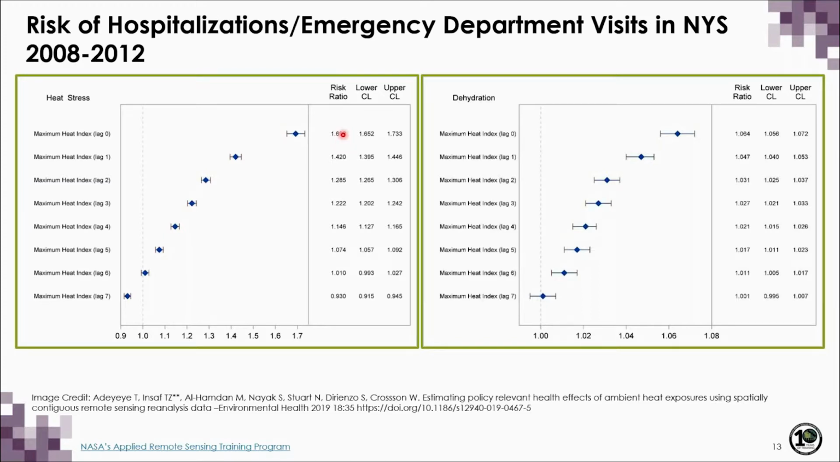Just to orient you to these charts, each point here represents the relative risk for a 5-degree change in heat index, and the bars are the 95% confidence interval around that estimate.